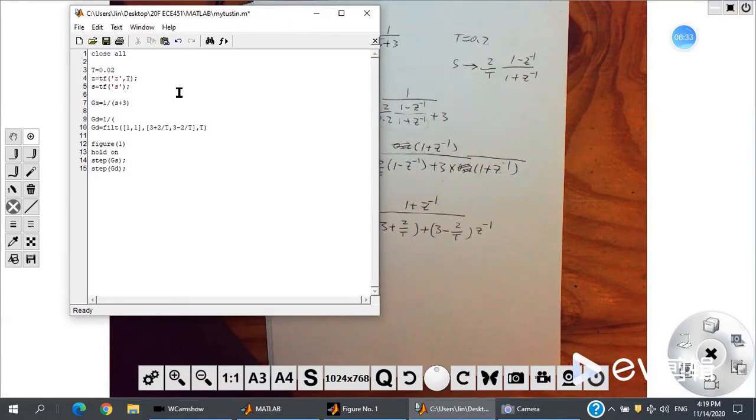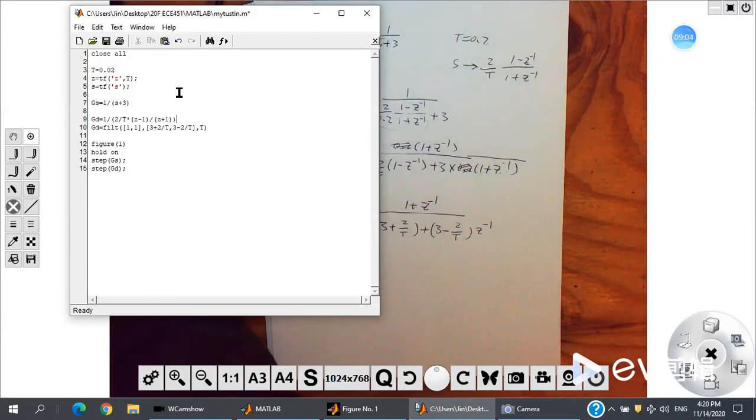Is it T over 2, T over 2 over T? Yes, T over 2 over T times 1 minus Z to the negative 1. I can use this one, Z minus 1, right? Z minus 1 over Z plus 1. The same thing, right? Z minus 1 over Z plus 1. The same thing, right? Okay.